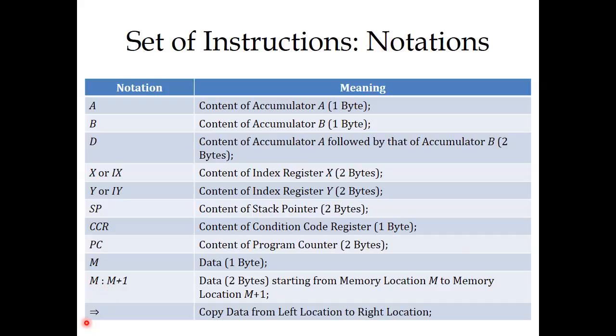Now, arrow signs mean copy. So if you understand these notations, you would be able to read what is mentioned in column 3, because the column 3 actually tells about the instruction in mathematical form. So it tells how the instruction will operate in mathematical form. Since we'll be exploring some additional instructions, we need to understand these notations.